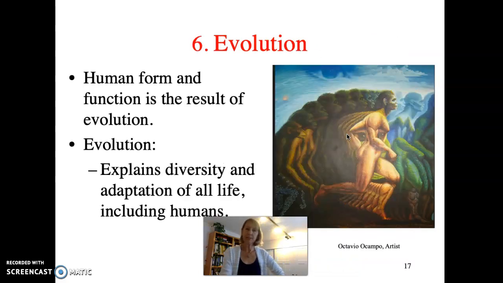6, evolution. So human form and function really is a result of evolution. So this is going to be able to explain the diversity in the body, the diversity of all life, really, how it got to be that way, because it's better adapted to be that way and functions better and has health and is able to leave offspring in the next generation. So it's been influenced by that ability to pass on these genes when something works well.